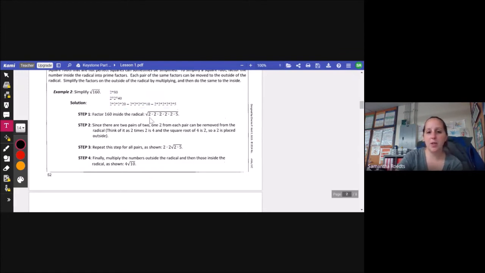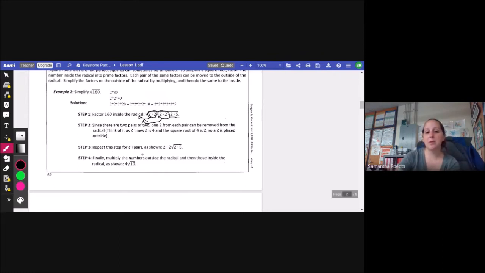So basically what I'm going to do is take this set of 2's, and one of them goes on the outside. This set of 2's, and one of them goes on the outside. So you can see down here, 2 times 2. I'm left over with a 2 and a 5, and I can't take those out because there's only one 2 and one 5. I have to have a set. I have to have a pair.